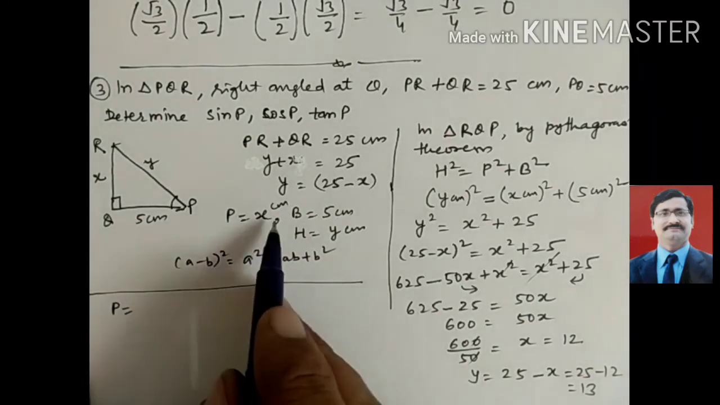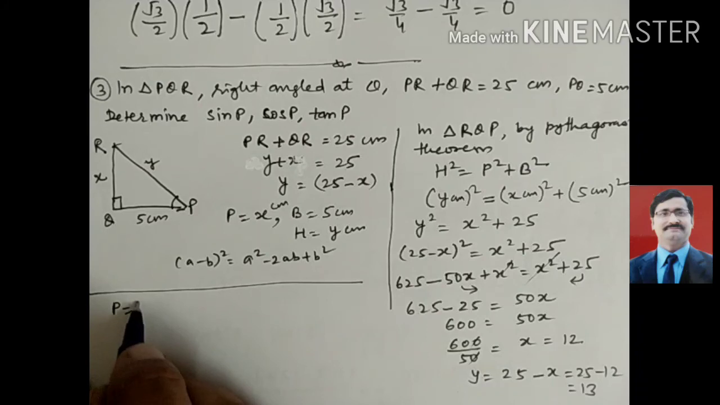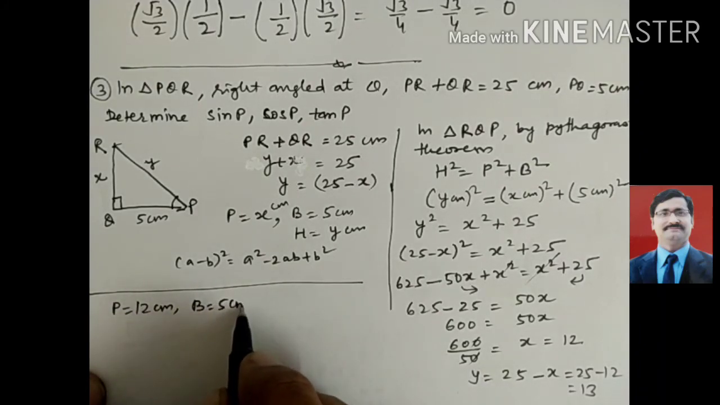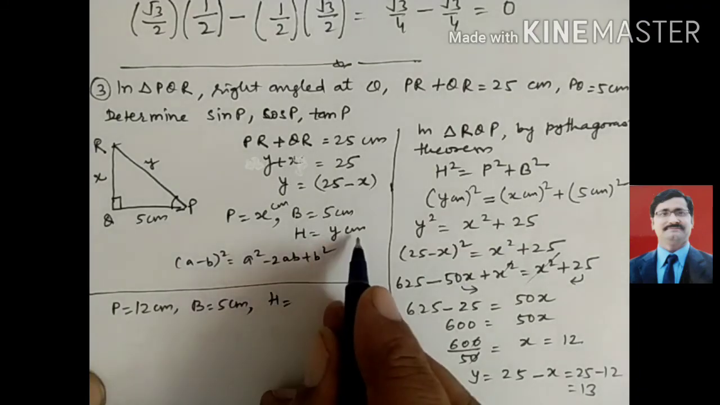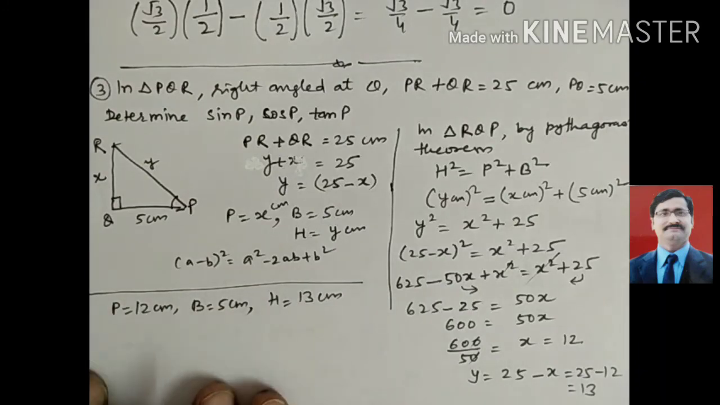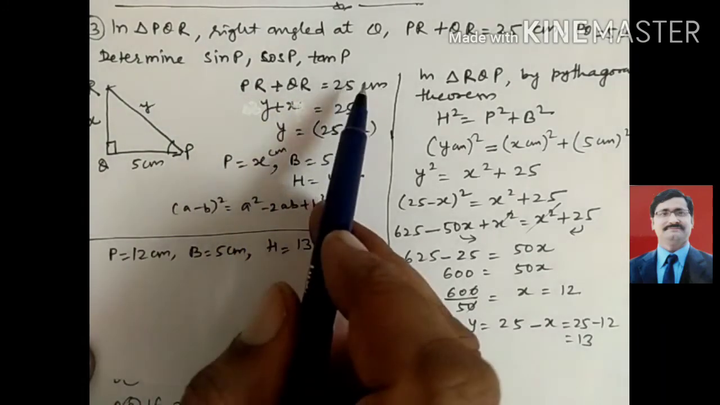Look here, we get all of these. Perpendicular is X, and X we get as 12. So perpendicular is 12 centimeter, base is 5 centimeter, and hypotenuse is Y, and Y we get 13 centimeter. So these we all get. Now find sin P, cos P and tan P.